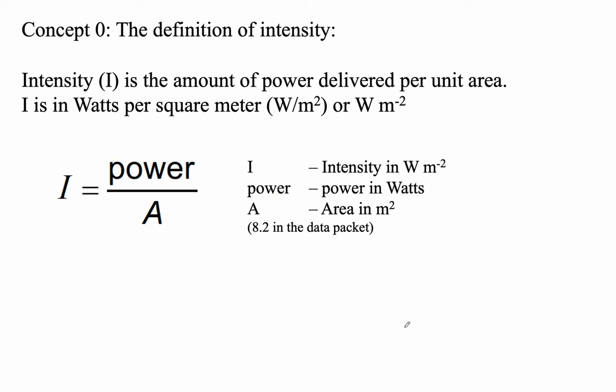So intensity is the amount of power delivered per unit area. I is our intensity, and that's in watts per square meter, right? That makes sense, right? Power is just power, literally. This is kind of one of those weird formulas with words in it, you know. And then area is in square meters, right?